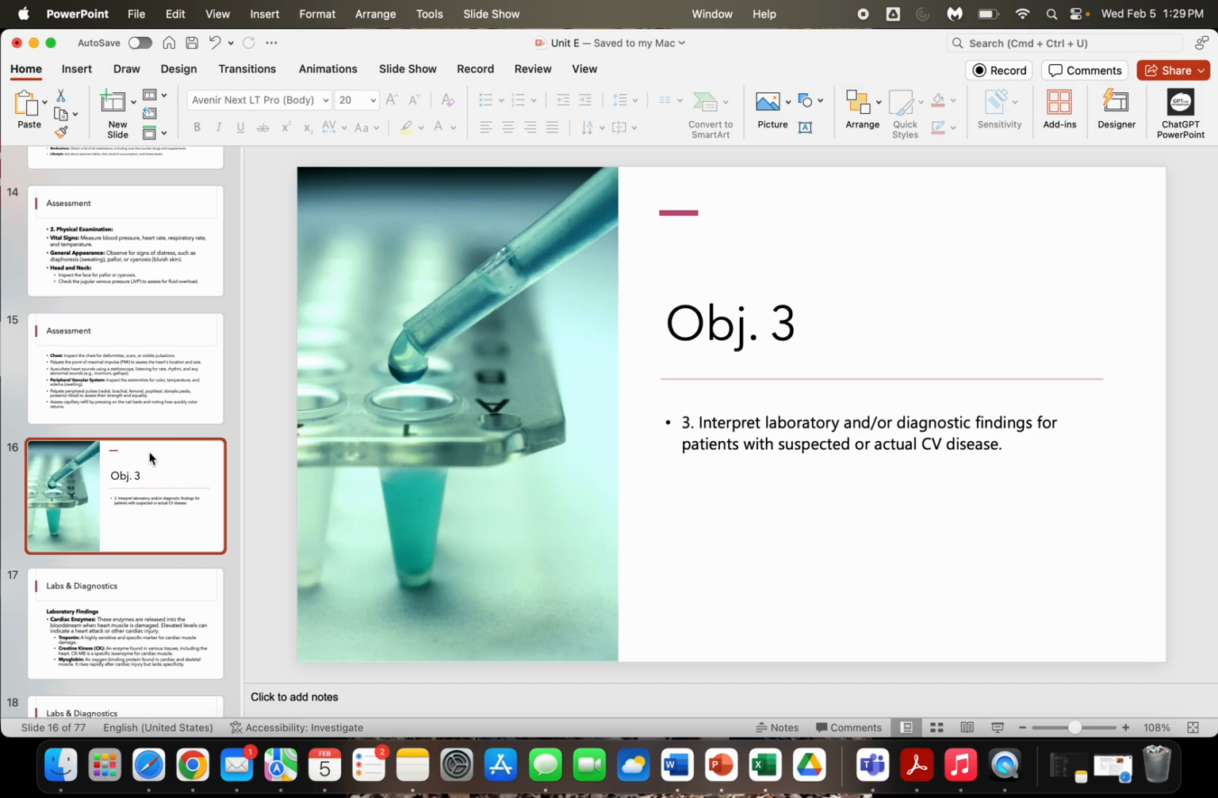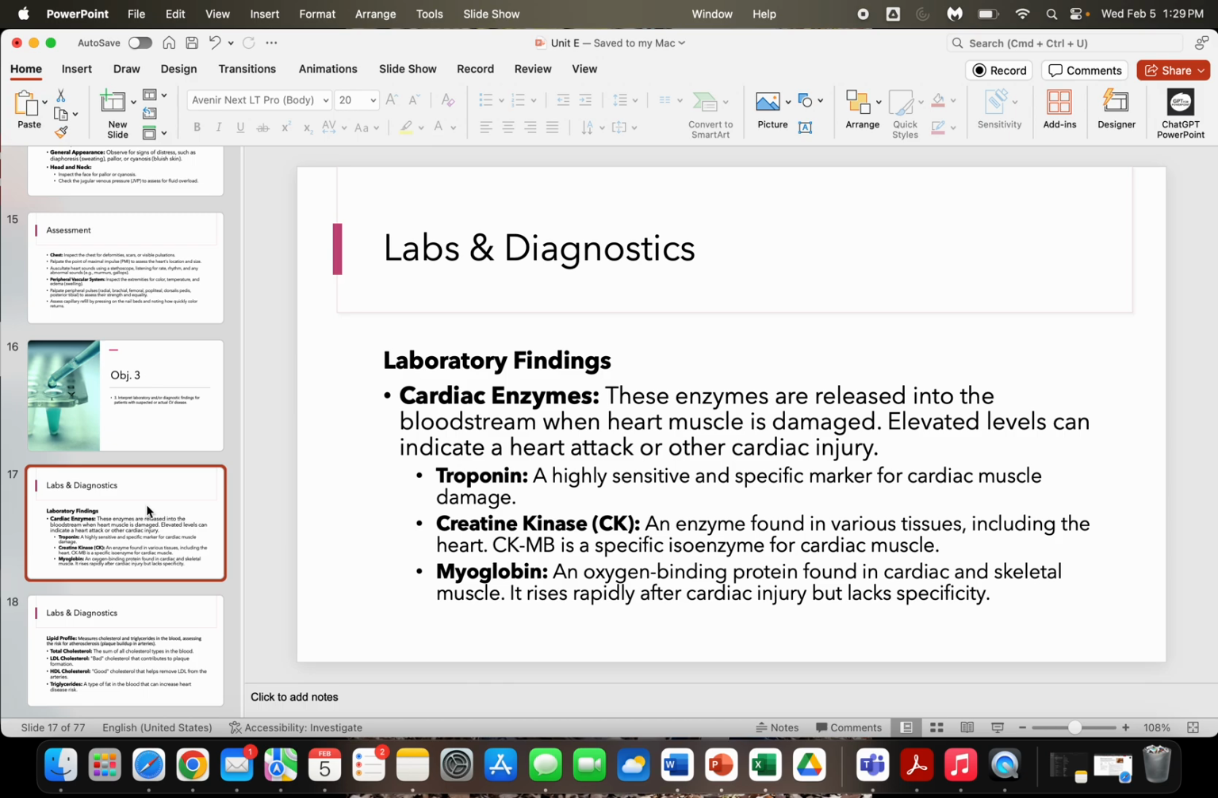Okay, so let's talk about objective 3, labs and diagnostics, right? There's a lot of different labs and diagnostics that are associated with the cardiovascular system. Some of the main ones you're going to see are on this slide right here, troponin and creatinine kinase, or a CK-MB, okay? Troponin is really specific, so if someone comes in and they're concerned about them having a myocardial infarct that causes damage to the heart muscle itself, their troponin is likely to be elevated.